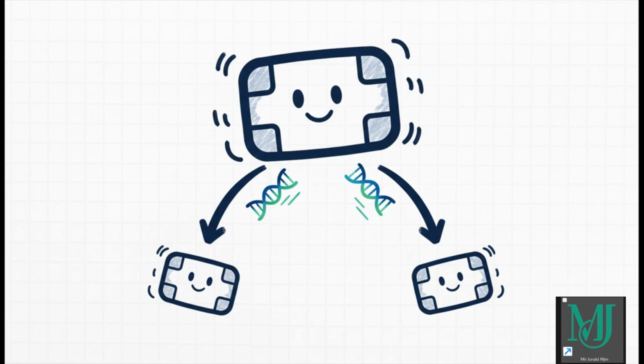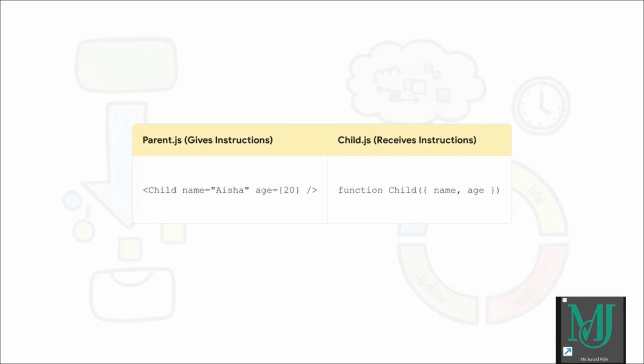Let's see what this actually looks like in code. On the left, you've got the parent component. See how it's passing down a name, Aisha, and an age of 20. It's just handing them off to the child. And then over on the right, the child component is there to catch them. It receives name and age, and now we can use them to display that data. It's super simple, really elegant, and incredibly powerful.